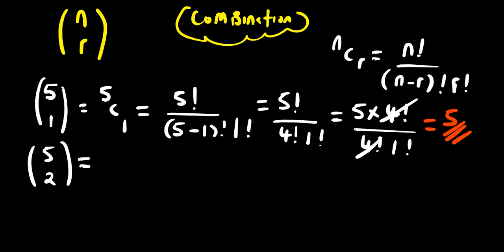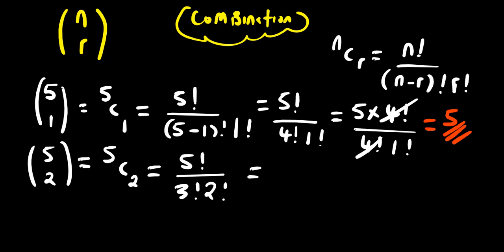So 5 combination 2 will be equal to 5 factorial over 5 minus 2, that is just 3. So this is 3 factorial times 2 factorial. Then what am I going to do on top? I'm going to say 5 multiplied by 4 multiplied by 3 factorial. I've ended at 3 factorial because there's a 3 factorial down there, multiplied by 2 factorial.